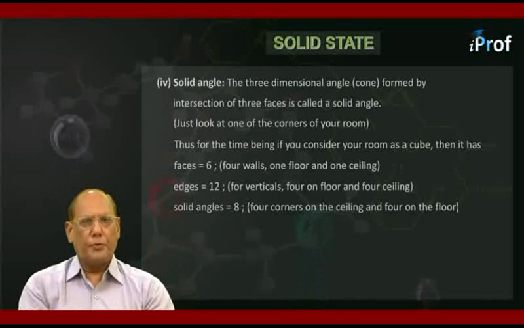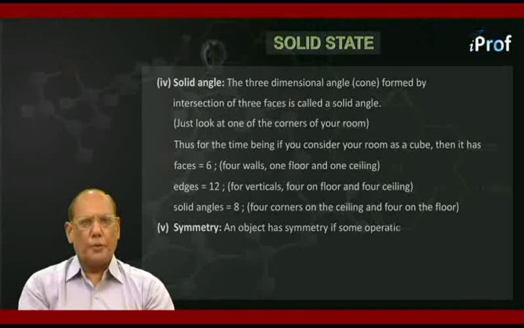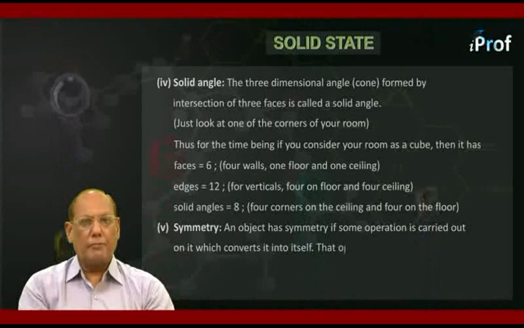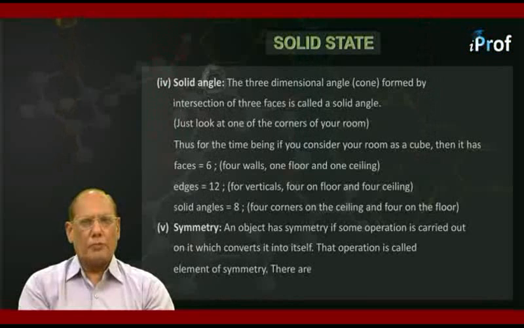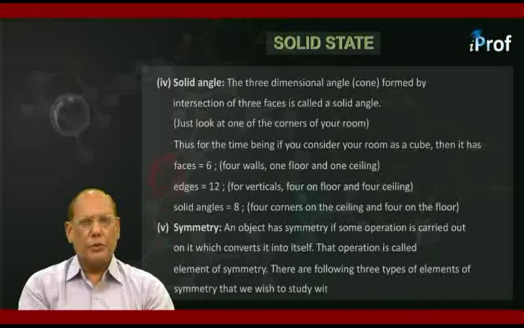The fifth point is very important. That's about symmetry. An object has symmetry if some operation is carried out on it which converts it into itself. That operation is called an element of symmetry. There are the following 3 types of elements of symmetry that we wish to study with respect to a cubical crystal.